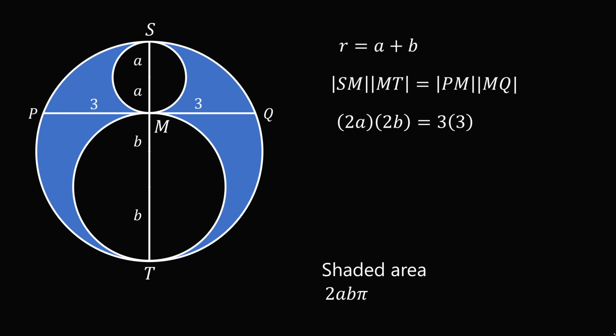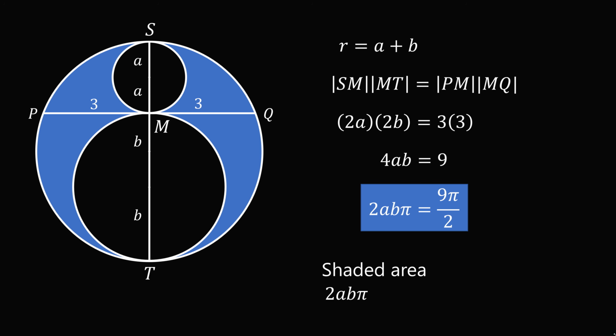So we have 2a multiplied by 2b is equal to 3 times 3, which means 4ab is equal to 9. We now divide both sides by 2 and multiply by pi to get that 2ab pi is equal to 9 pi over 2. And that's another way to solve the problem.